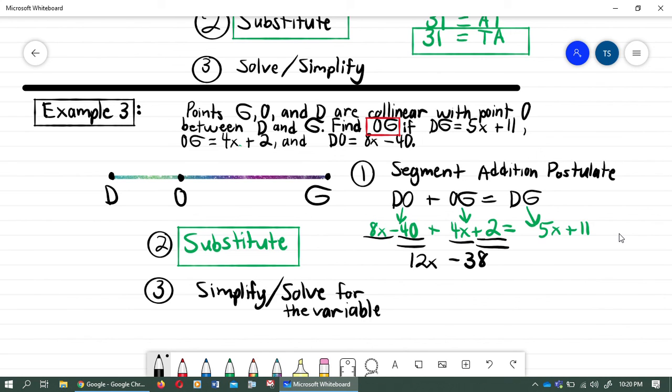All right, and then we still got the 5x plus 11 on the right side of the equation. Ooh, okay, we got to hurry up. It's getting late. Still got to have time for these videos to upload. All right, we're going to hurry this up.